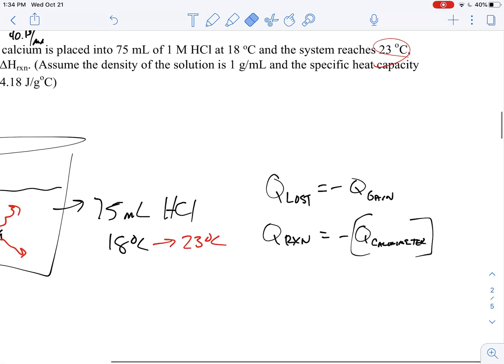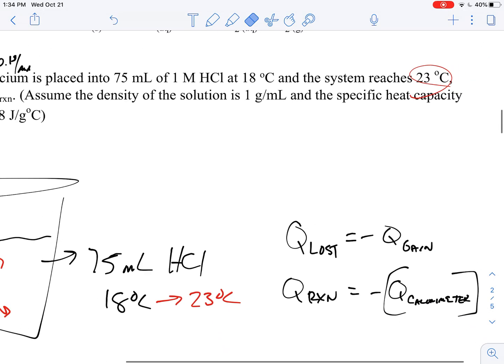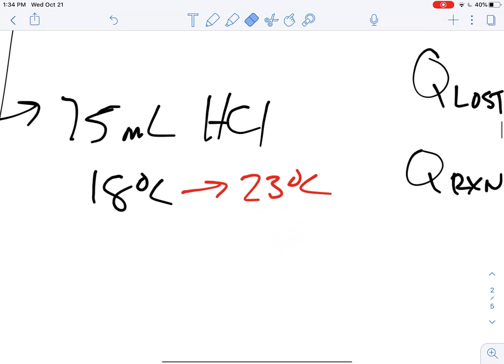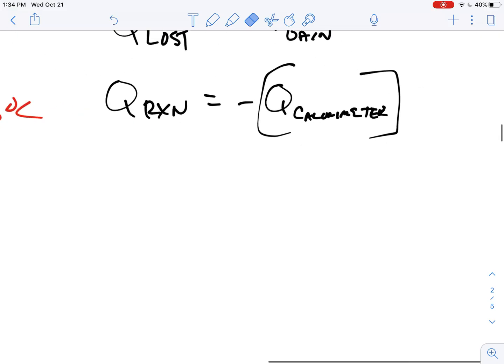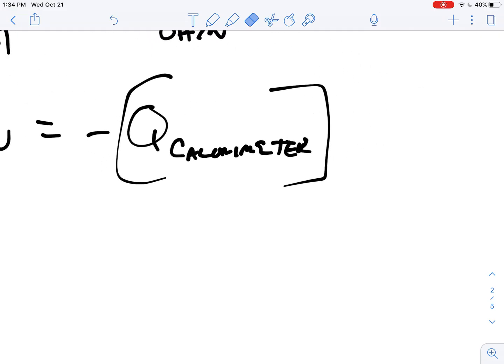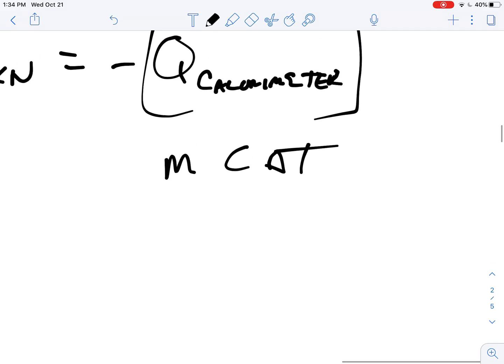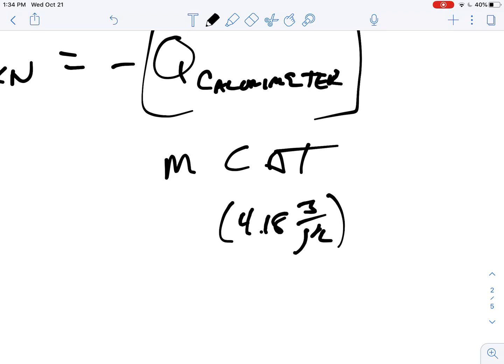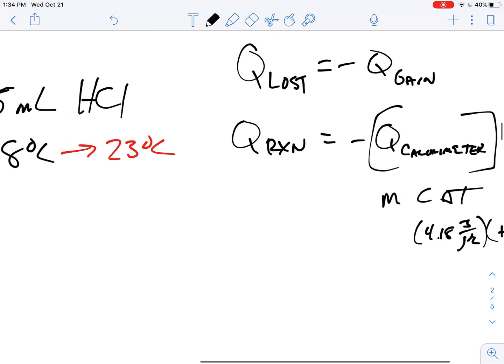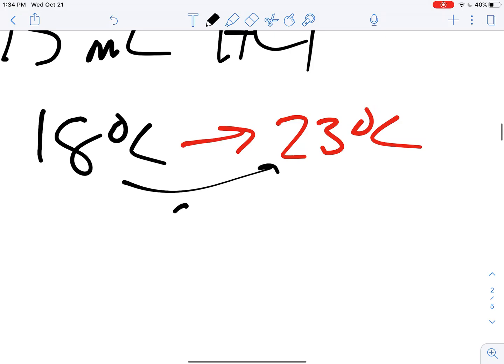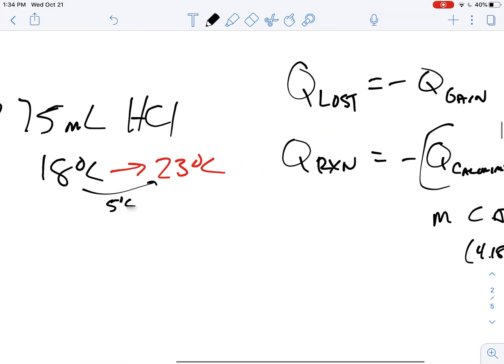So they tell you in the problem that the density of the solution is 1 and the specific heat capacity is 4.18. So what you've really got here in the calorimeter is MC delta T, because you've essentially got a water situation going on. The specific heat capacity, they told us, is 4.18 joules per gram degree Celsius. They told us that it went up by 5 degrees Celsius. Remember, it went from 18 to 23, so we went up by 5 degrees Celsius.